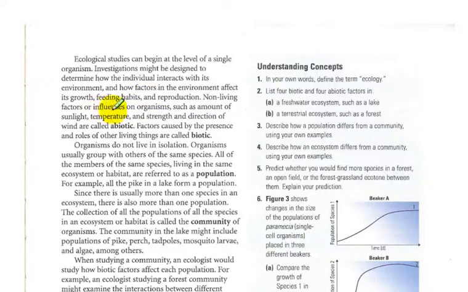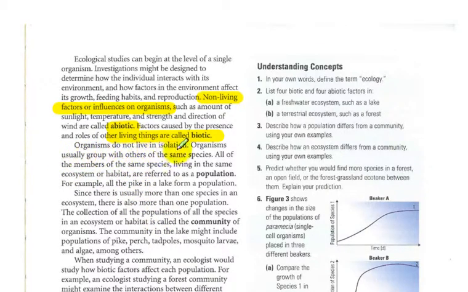Non-living factors or influences on an organism, such as the amount of sunlight, temperature, and strength and direction of wind, are called abiotic. So those are non-living factors or influences on organisms. For example, the sunlight, temperature, etc. Factors caused by the presence and roles of living things are biotic. Bio implies living. So there are living factors that affect an ecosystem and non-living factors that affect an ecosystem.